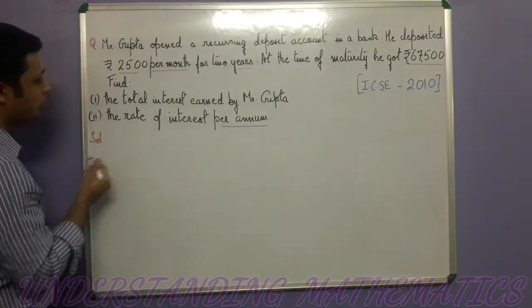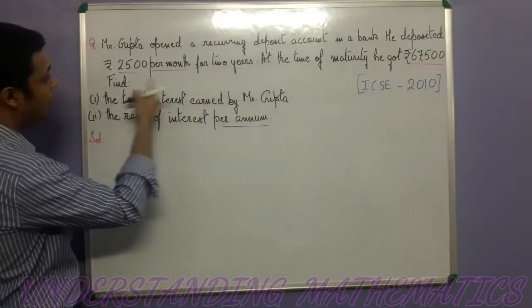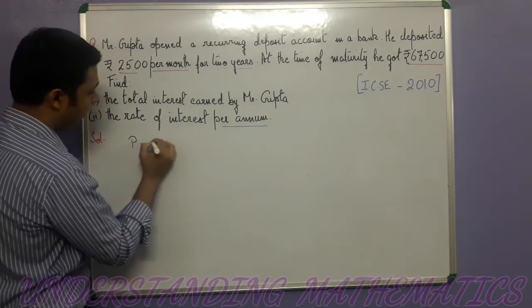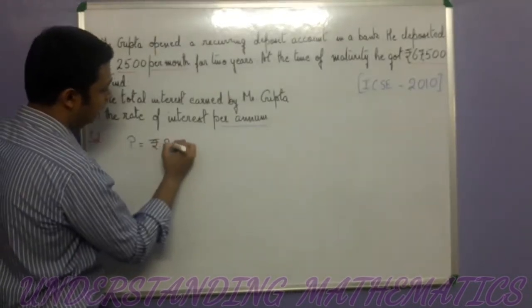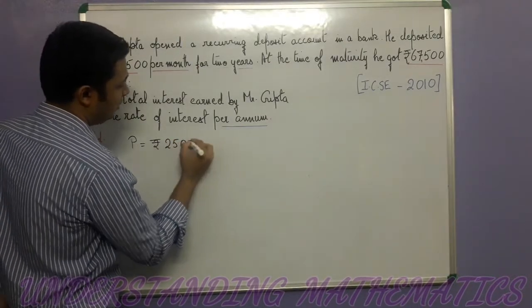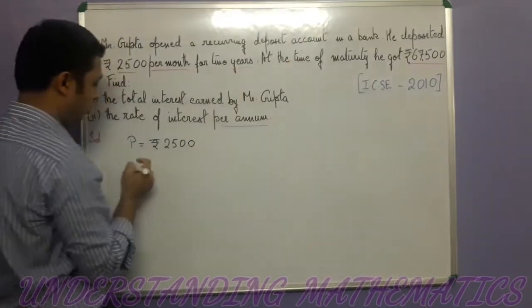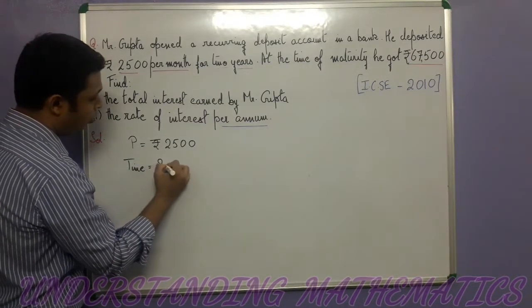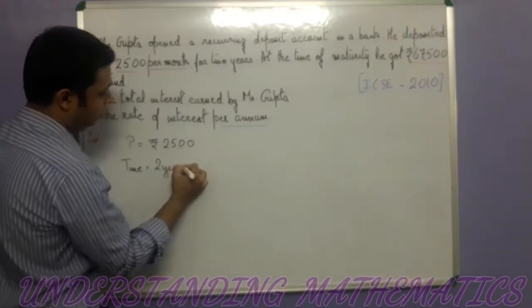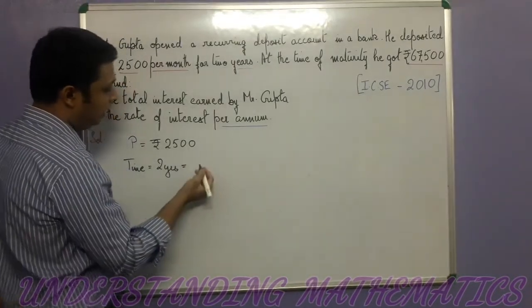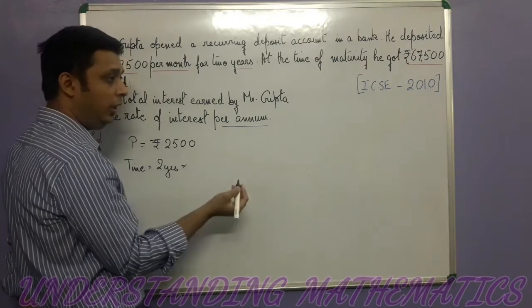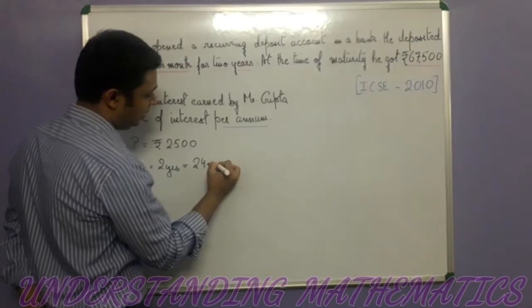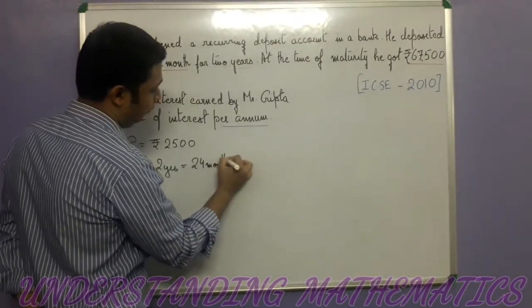So now let us see what is given to us. The first thing that is given to us is the amount deposited by him. It is given that the principal is 2500 per month. And then the time is given to us. Time is 2 years, isn't it? And you know that in 1 year you have 12 months, so definitely for 2 years you will have 24 months. So this picture is clear to you. So 24 months is there.